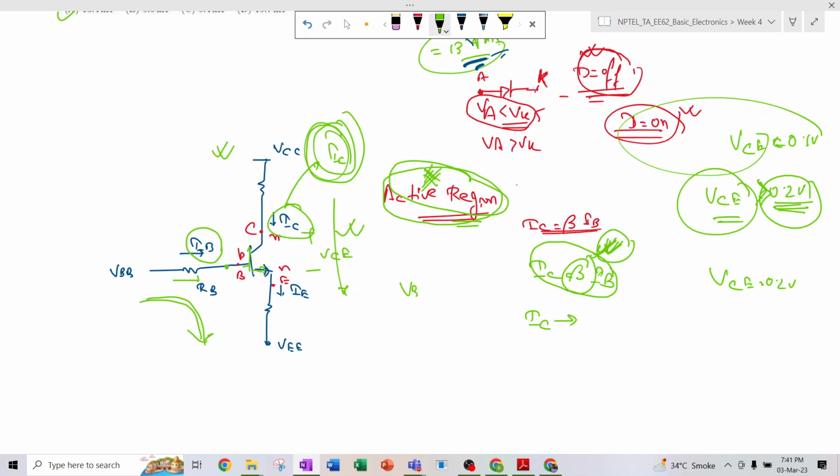So what is the characteristic that tells us it is in the cutoff region? Like for saturation, you said that if VC is greater than 0.2, it's in the active region, and if our assumption makes it smaller than 0.2, then we consider it as 0.2 and in the saturation region, right?